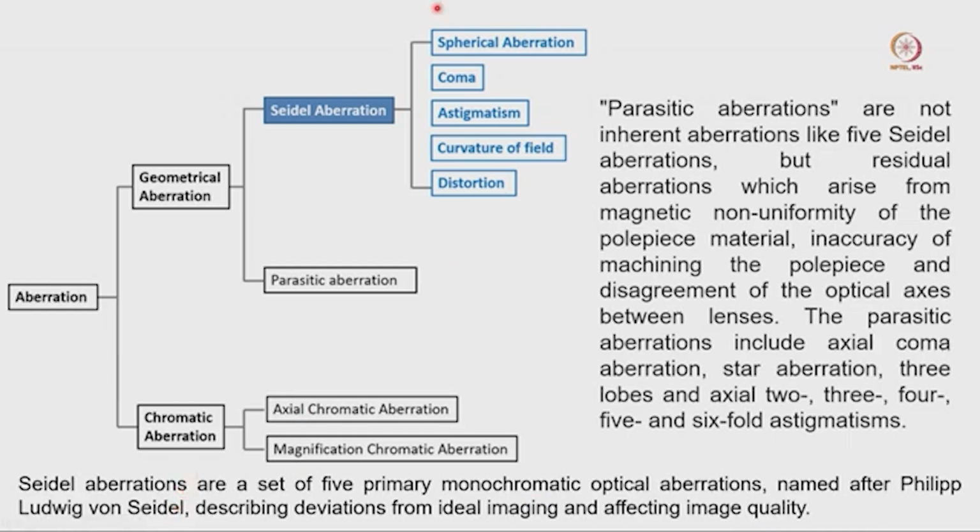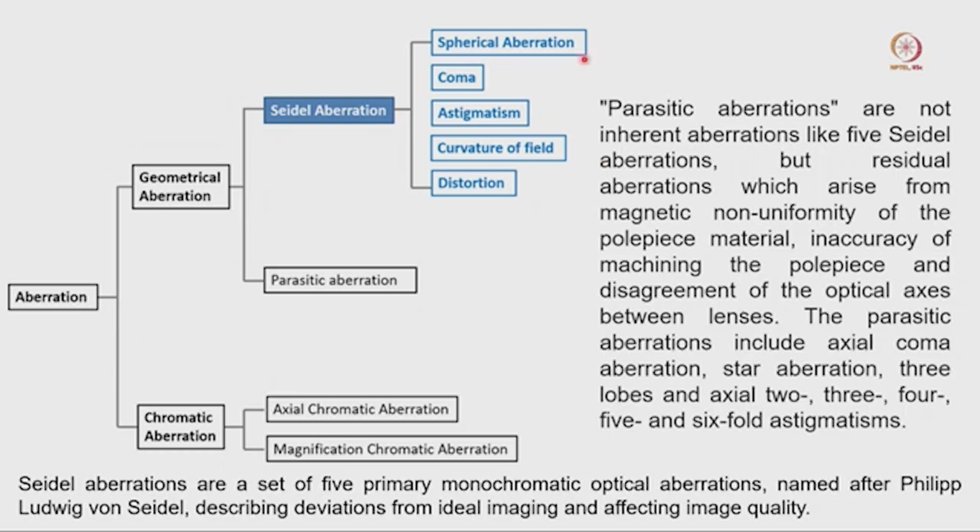Here we are more interested in these five aberrations: spherical aberration, coma, astigmatism, curvature of the field, and the distortion. And chromatic aberration also has two different parts: one is the axial chromatic aberration and the other is the magnification chromatic aberration. So we will not split all of these things in one half.